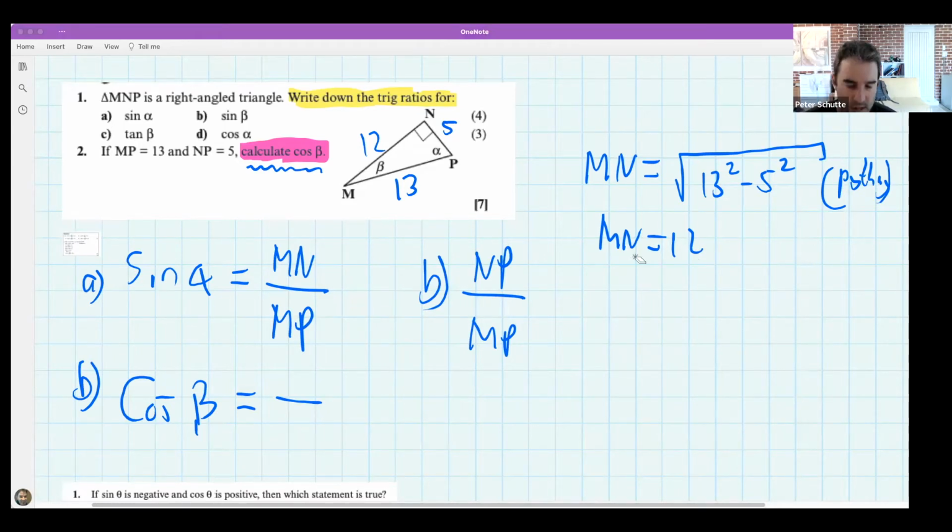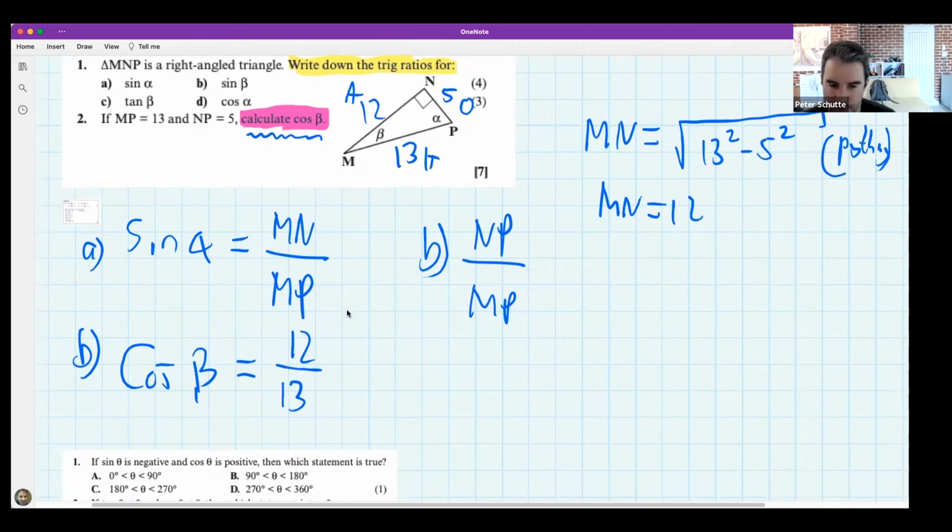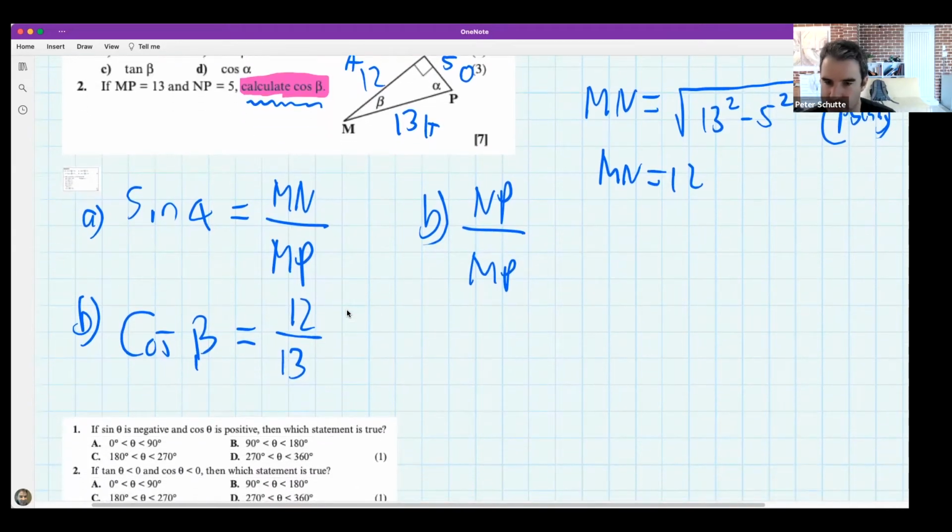Cool. Okay, so let's see what we get for the cos of beta. I don't want the 5, but I do want the A, so it's going to be 12 over 13. So the cos of beta is 12 over 13 because this is the O, this is the A, and this is the H. I like what I'm seeing, so let's move on.